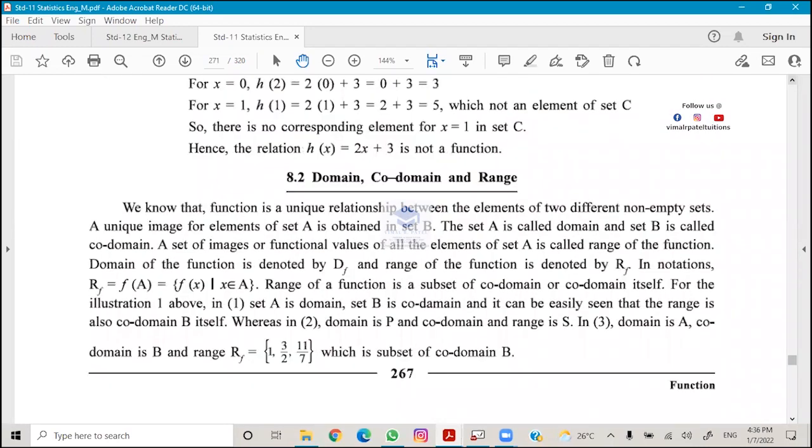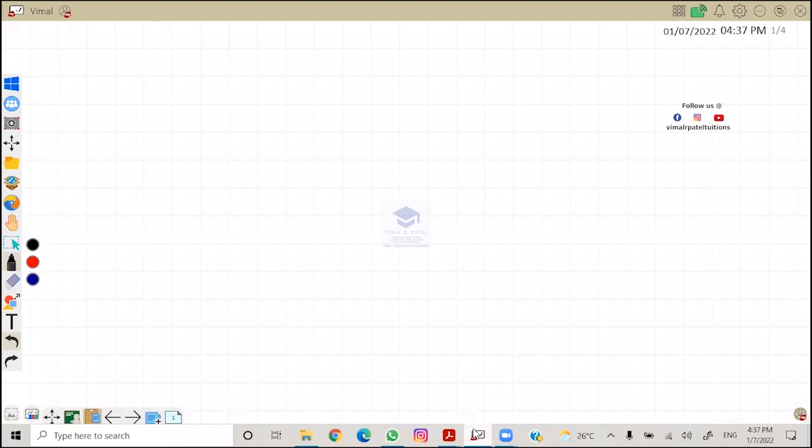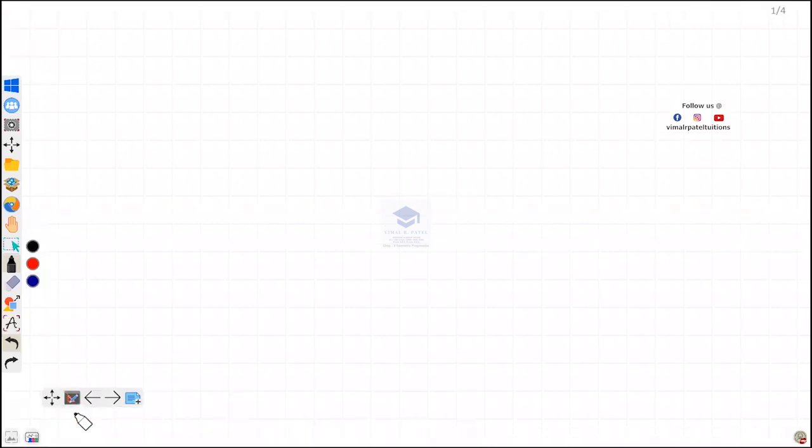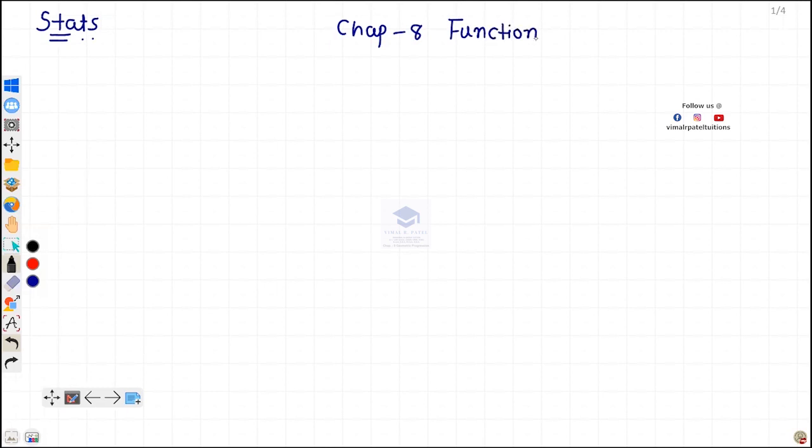Then domain, codomain, and range of function. F is a function from A to B. Then A is called domain, D F. B is called codomain of function.